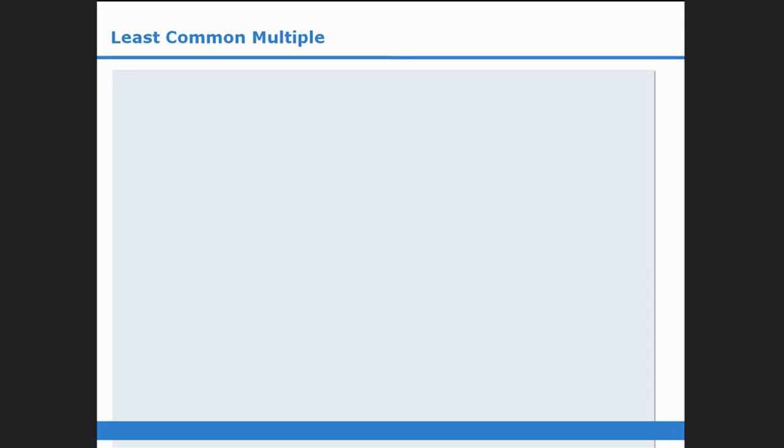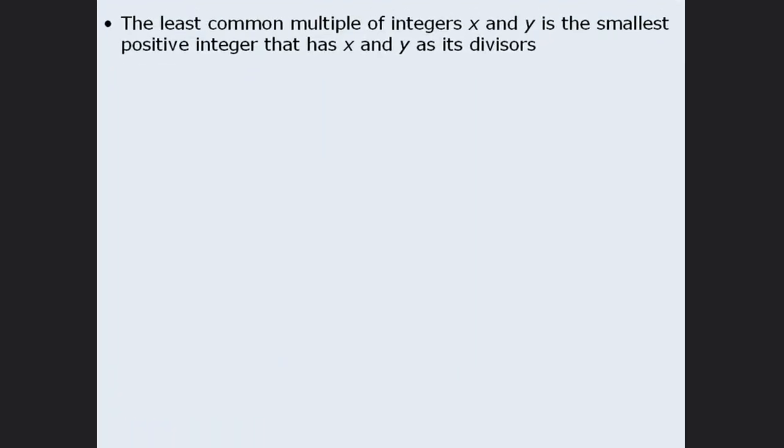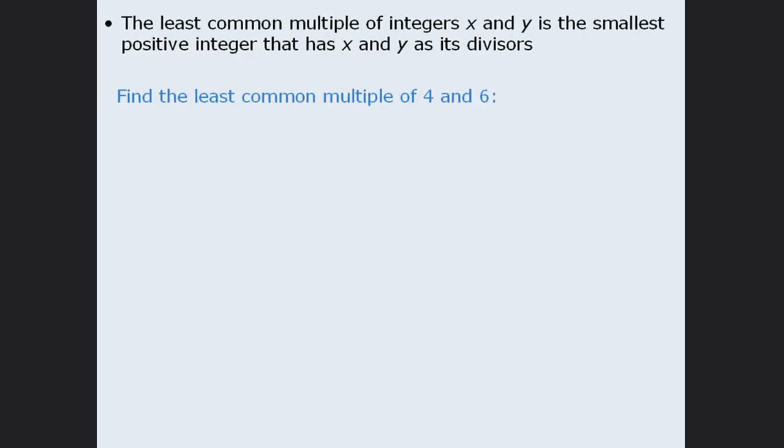In this lesson, we'll take a close look at least common multiples. To begin, the least common multiple of two integers, x and y, is the smallest positive integer that has x and y as its divisors. To illustrate this concept, let's find the least common multiple of 4 and 6.